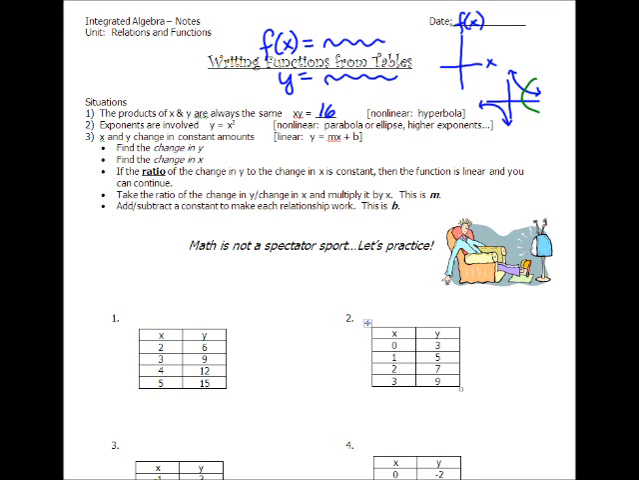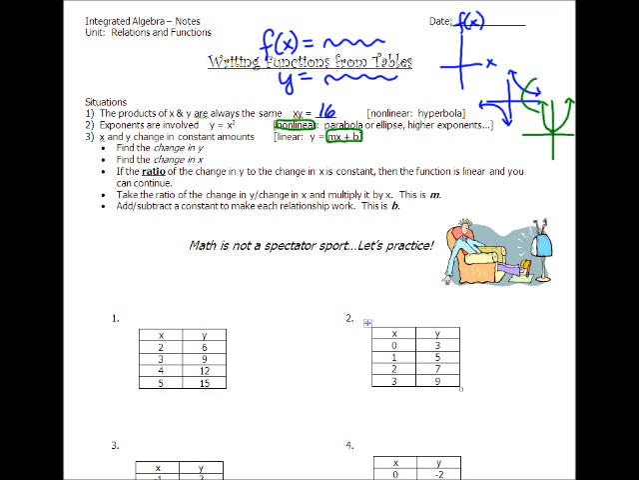exponents are involved. So if exponents are involved, it is definitely nonlinear. It is not a line. And it might be a parabola. It might be an ellipse. Okay, parabolas, we're going to do an extensive use of parabolas coming forward. And if x and y change in constant amounts, you're going to get a line. So that's going to look like y equals mx plus b. You will become very, very familiar with that form. Right now it looks kind of weird, but it's actually very commonly used in math.